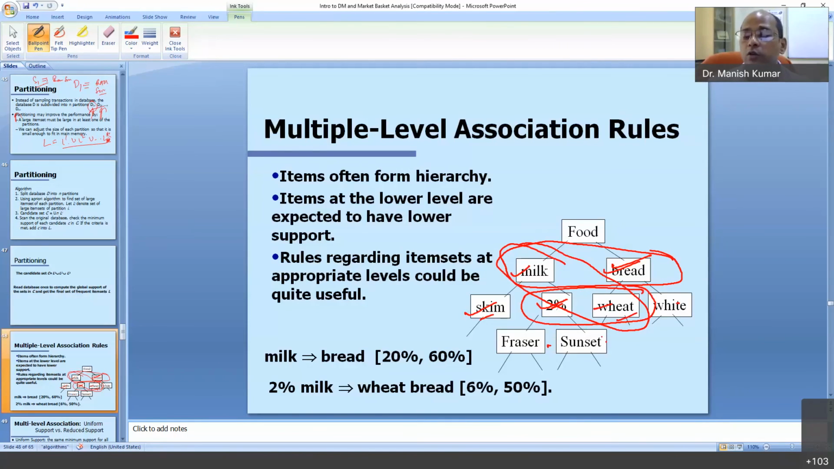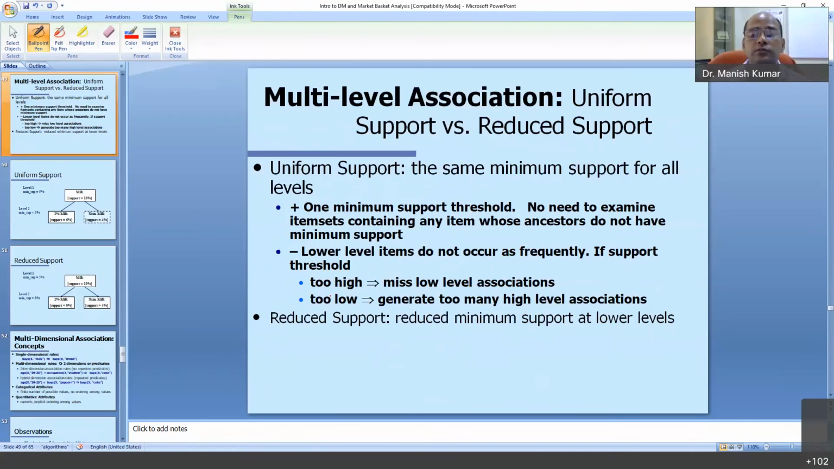So I can go for multiple levels, I can go for uniform support and confidence, or I can go for reduced confidence and support as well. You can see that I'm considering 20 and 60 for this, whereas if I go down to the lower levels, I am going for 6% and 50%. So in some cases you can go for uniform also. When you go for reducing the support and confidence, certainly if they are too high, then we may miss some low level associations. If you go too low, then we can generate too many high level associations. So you have to take the decisions accordingly.